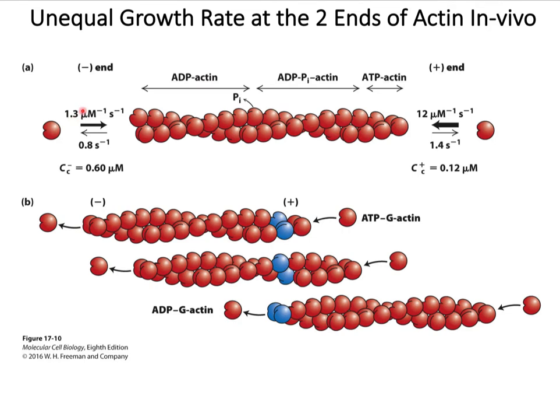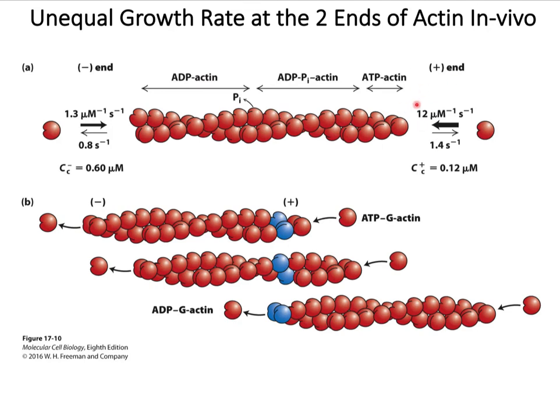What it means is that if 1 micromolar of free ATP G-actin is added to the preformed filaments, 12 subunits on average will be added to the plus end every second, whereas only 1.3 subunits will be added to the minus end. So you can see that the addition of ATP G-actin is approximately 10 times higher at the plus end.